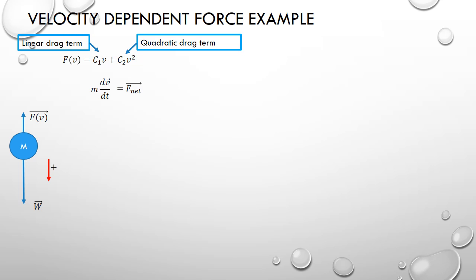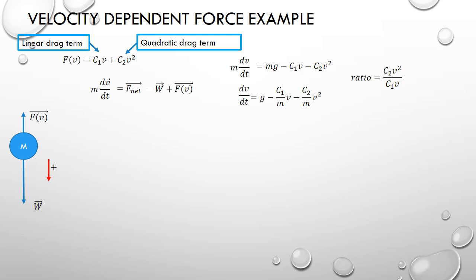Then what we're going to do is set up Newton's second law again. So we have two forces we have to deal with. If we plug in what they are and then divide by the mass, we get this equation for the rate of change of velocity. Except the problem is this problem is difficult to do.